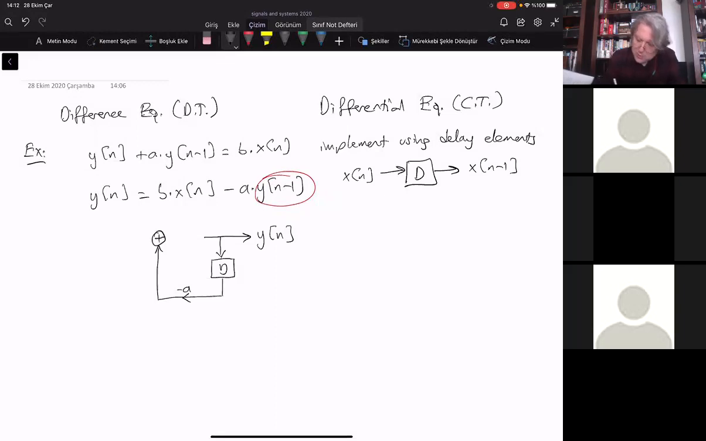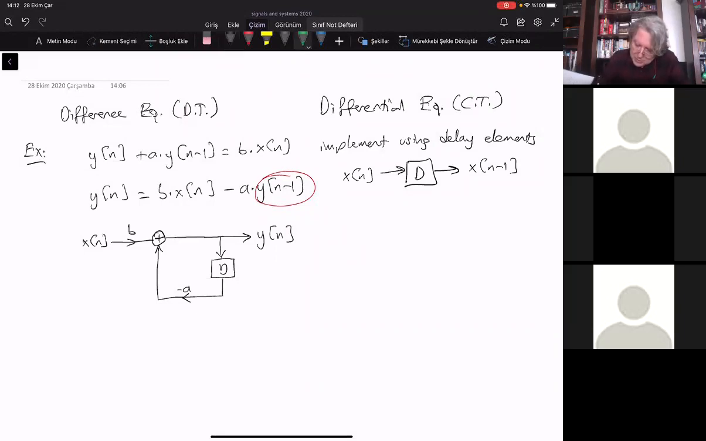And what is the other component? The other component is b times x of n, which is the input. So I take the input from one side, multiply by b. I take y of n minus 1, I generate y of n minus 1, and I add them up. And what's that summation? That summation is y of n.